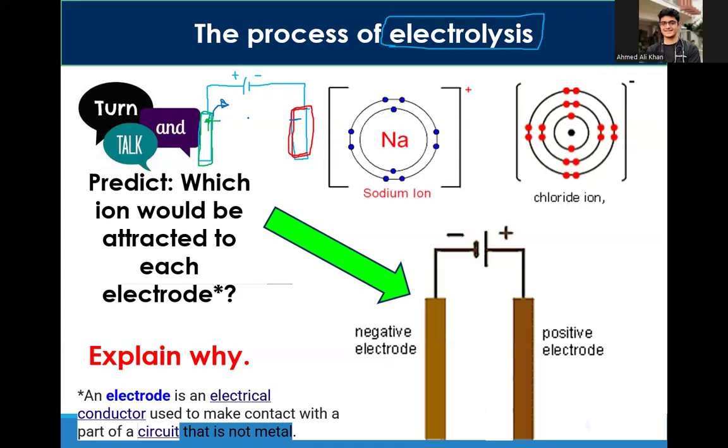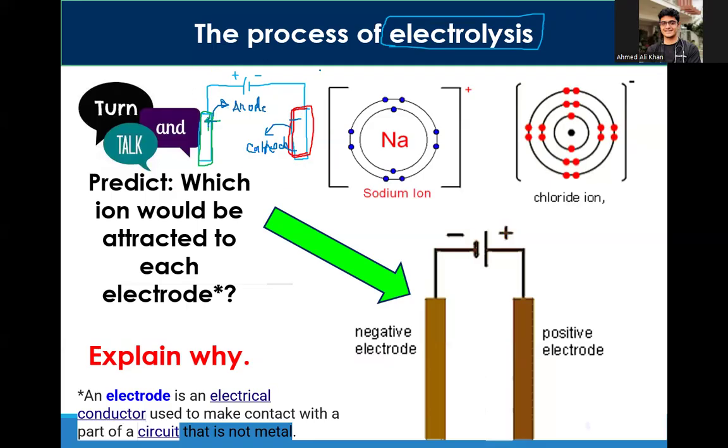The positively charged electrode is called the anode. Okay, anode, and I'll tell you why it's called the anode. The negatively charged electrode, on the other hand, is called the cathode, right? Now, why are they known as anode and cathode? We'll talk about that. So this is the basic framework of an electrochemical cell.